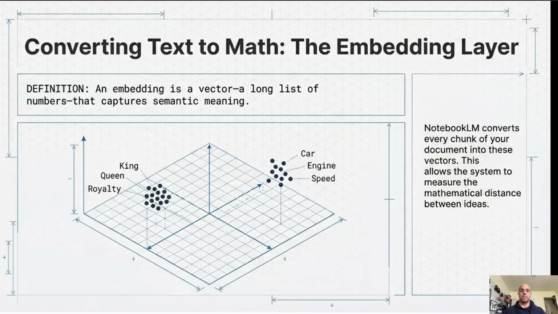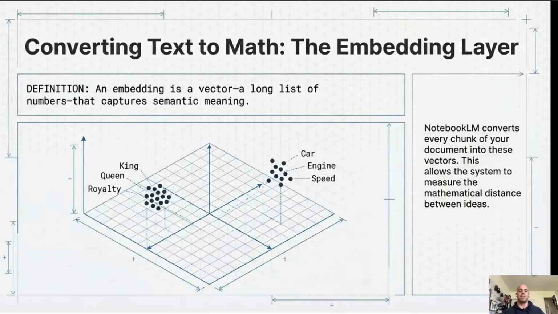So, how does the computer understand the meaning of those chunks? And so what it uses is called an embedding layer. And every chunk essentially is converted into a vector. And a vector is essentially a long list of numbers that captures semantic meaning. Okay, here's another big one. Semantic meaning is essentially the context and intent of the meaning behind the data in human language.